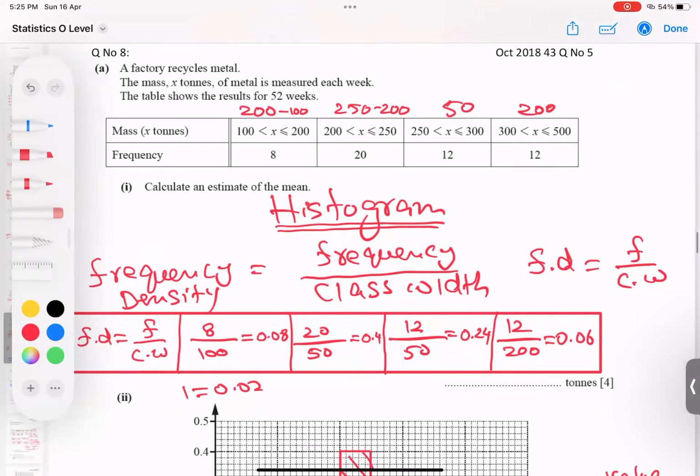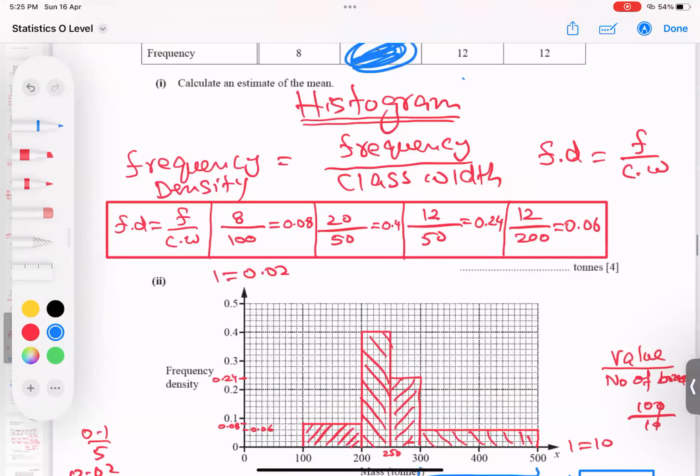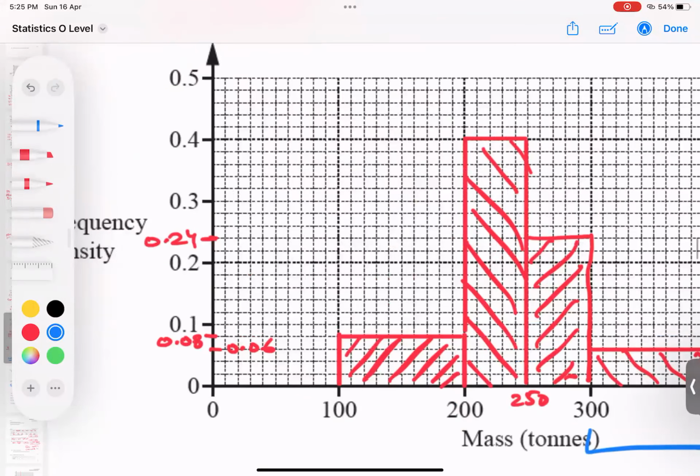This is 12. How did I get the frequency? Sometimes the frequency is missing. For example, this 20 is missing. So let's find it for the third column. Wait a minute, column number 2. What is the area of this column? Let's try to find it.